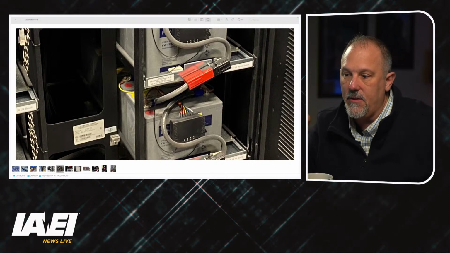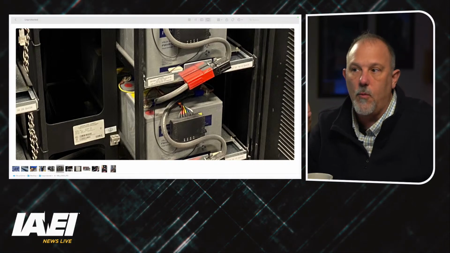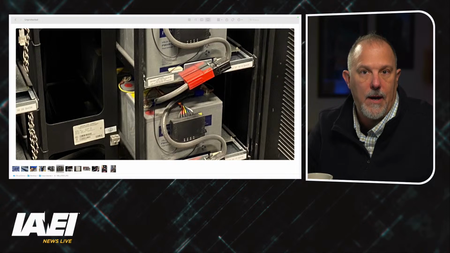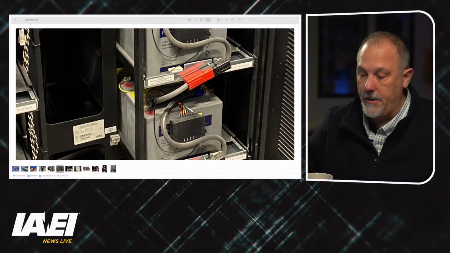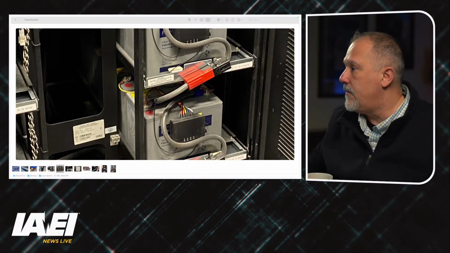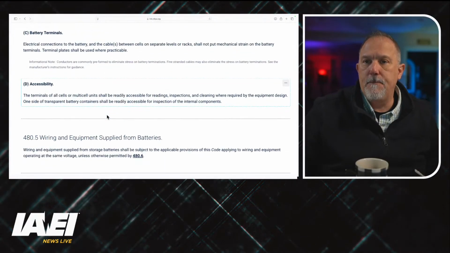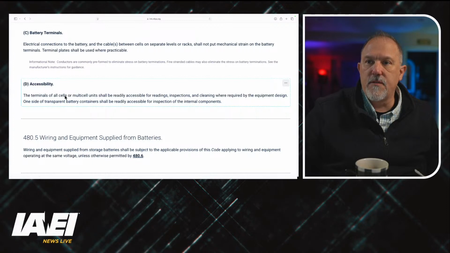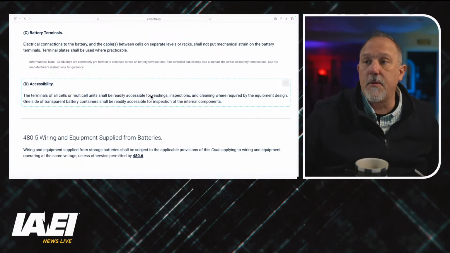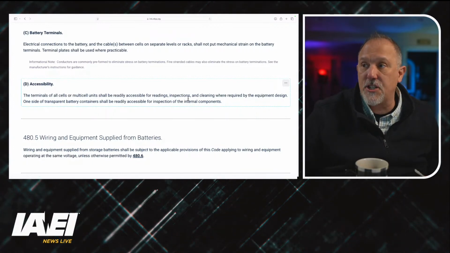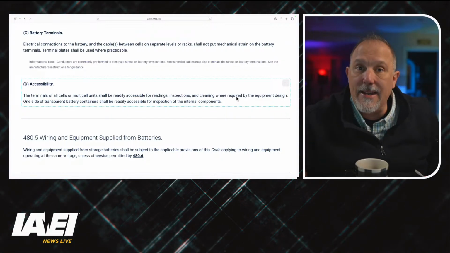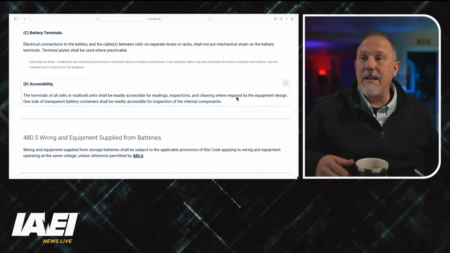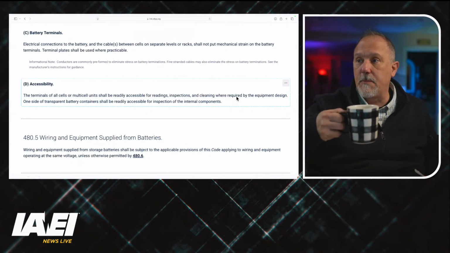We've got to think about the physical terminations. We don't want to put any strain on those. Why? Because that's a failure point. That would be ungood, right? So accessibility, the terminals of all cells or multi-cell units shall be readily accessible for readings, inspections, and cleaning where required. There's a tie to 70B. It has to be readily accessible for inspection and cleaning.